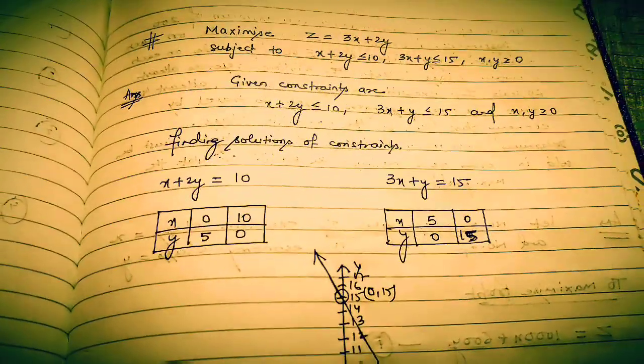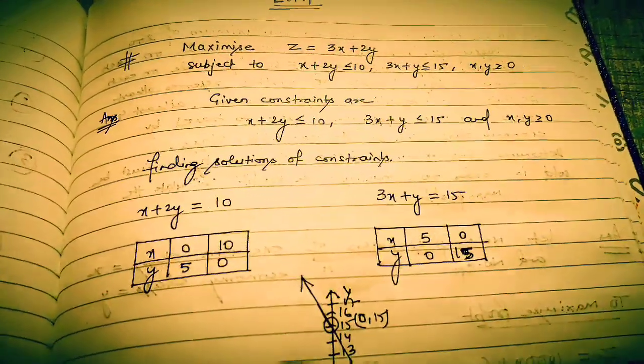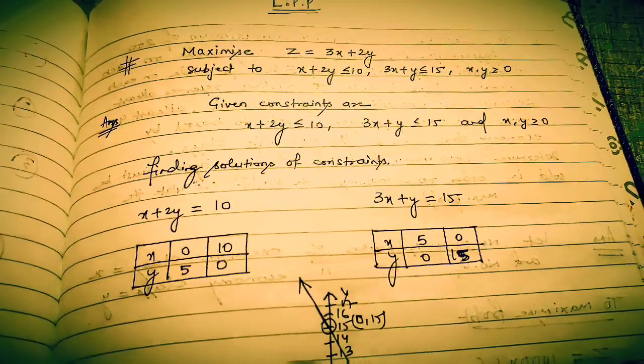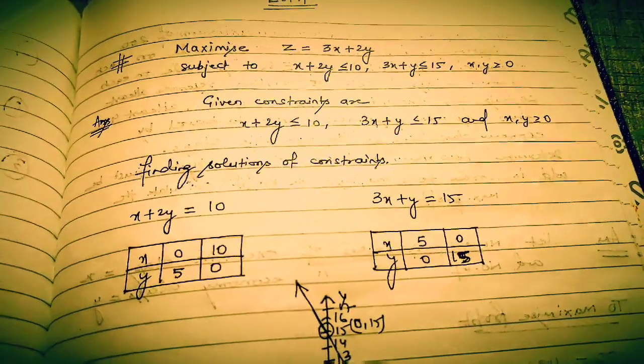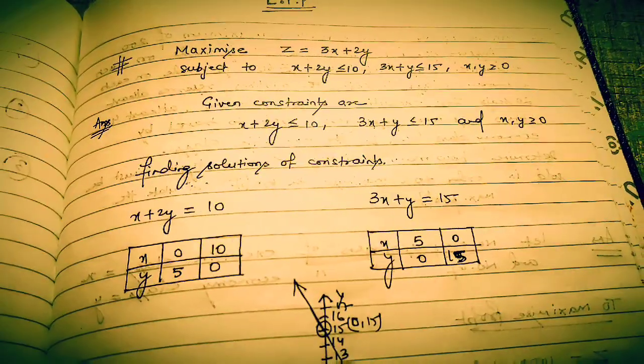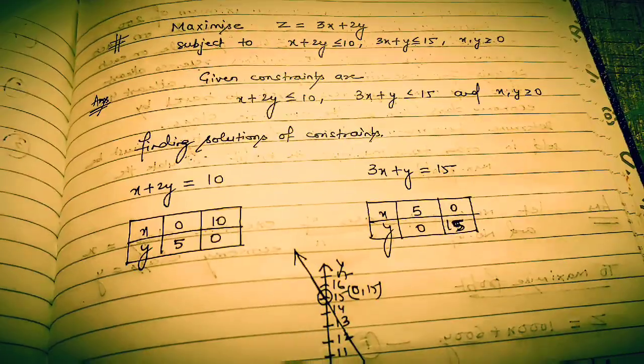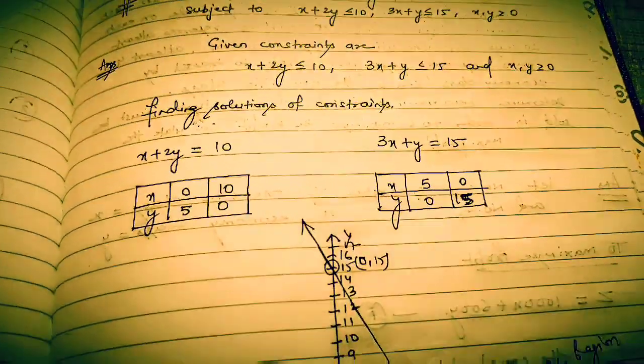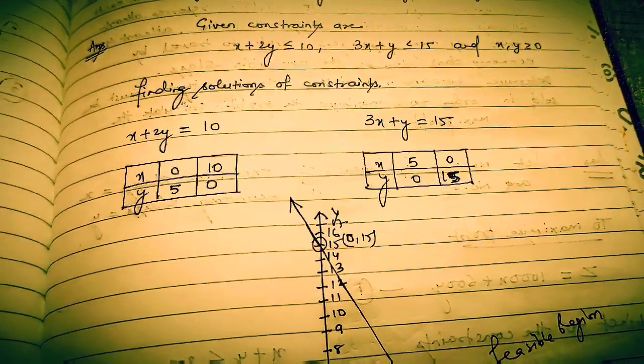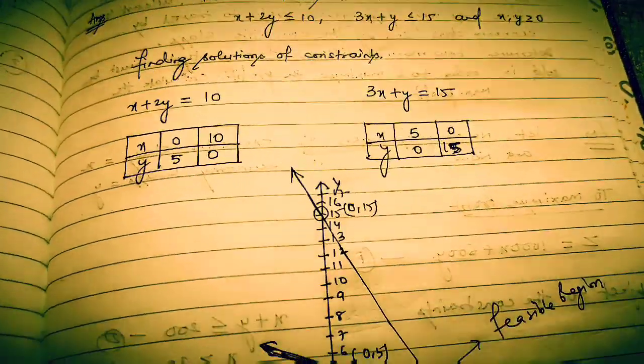Now as we have the given constraints x plus 2y less than or equal to 10, 3x plus y less than or equal to 15, and x, y greater than or equal to 0, we find the solution of the constraints as per the linear inequality system, and we get the points which we are going to draw on the graph.